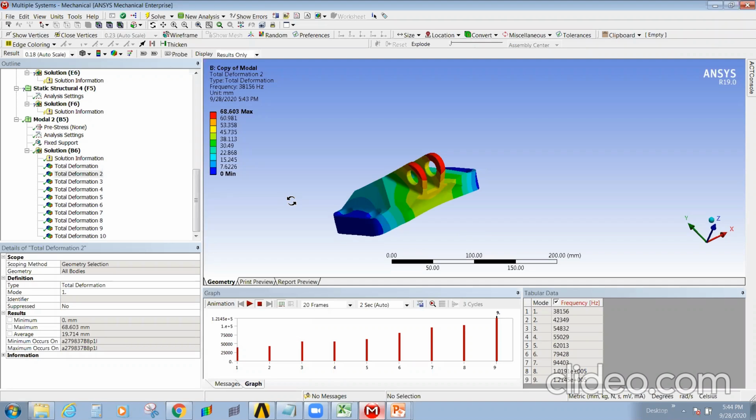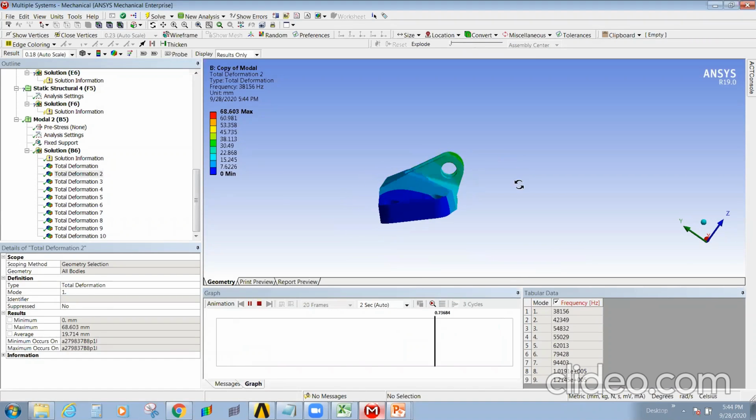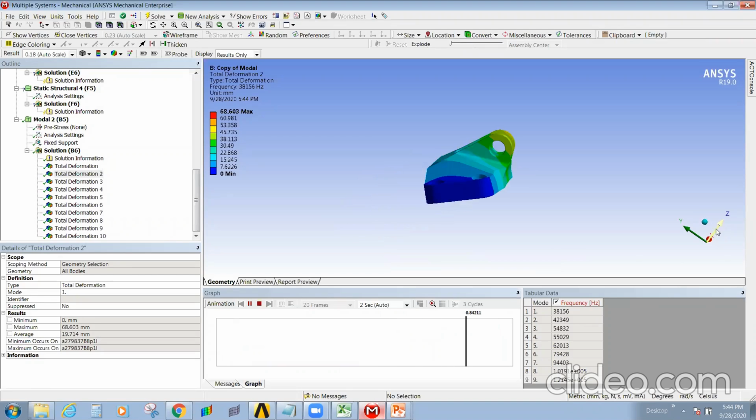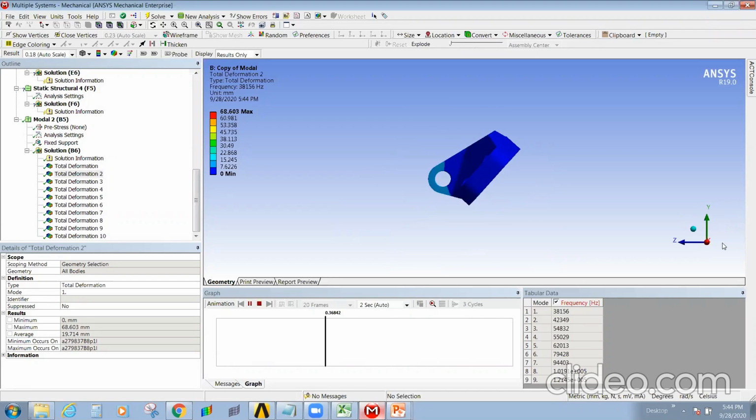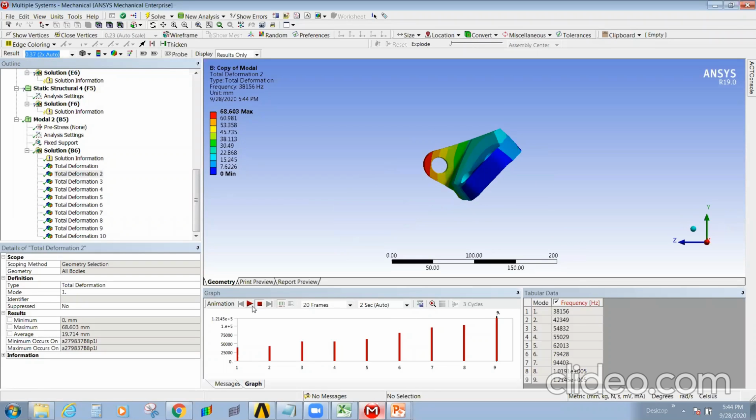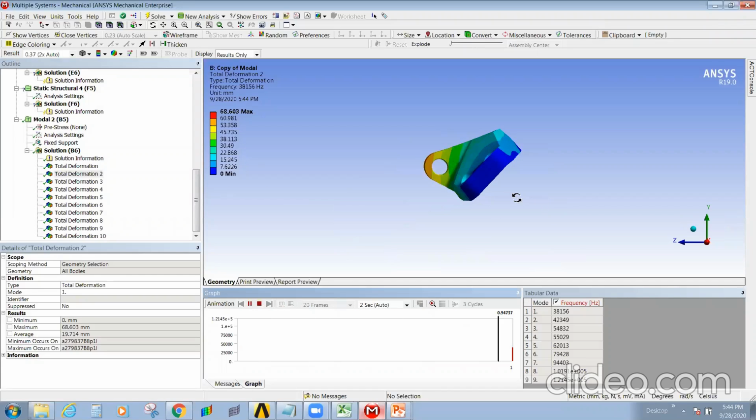Sir, what do the different modes indicate? You have created 10 modes, which show how your body behaves in particular directions. First, I'll consider your mode shape as 1. You can visualize it here. I'll increase the scale a little bit so that you have more clarity. See, in the first shape you have a magnitude of 68.